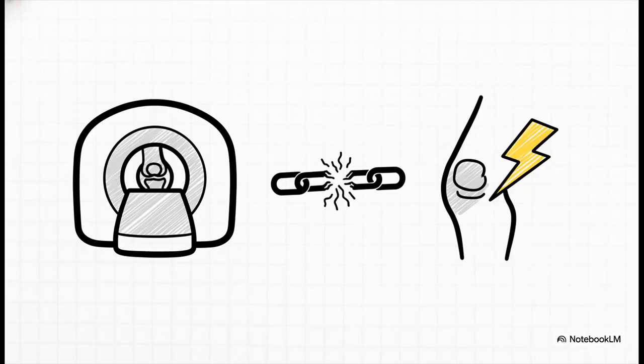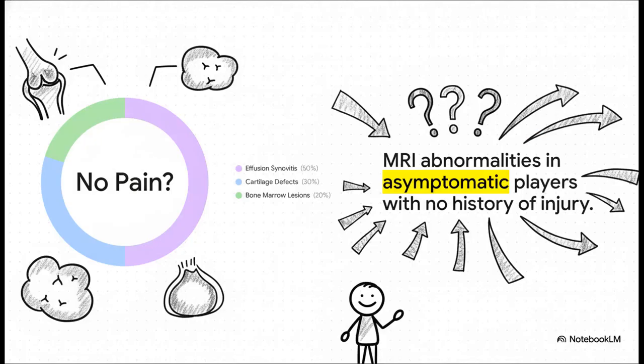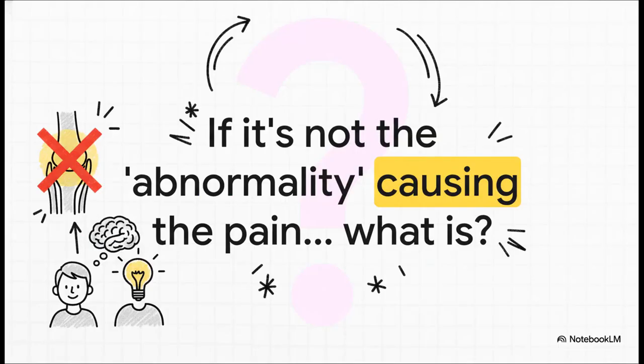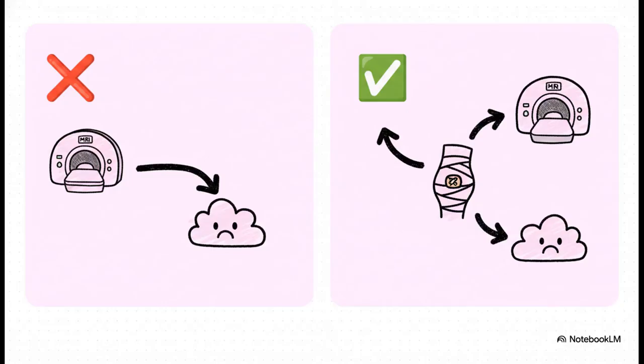But here's the kicker. For most of these findings, there was no real link to the player's actual pain levels. In fact, even players with zero pain or past injuries showed these so-called abnormalities. Crazy, right? So, if the stuff on the scan isn't causing the pain, then what is? This is the big question. Well, it turns out we might have been thinking about it all wrong.